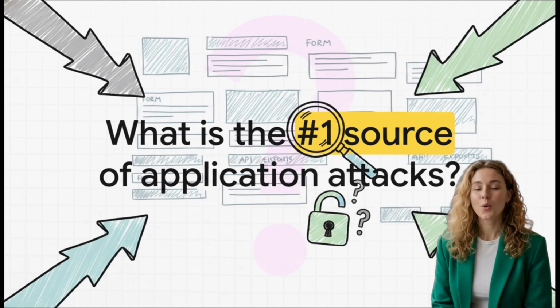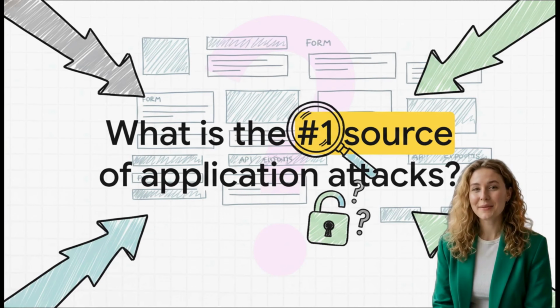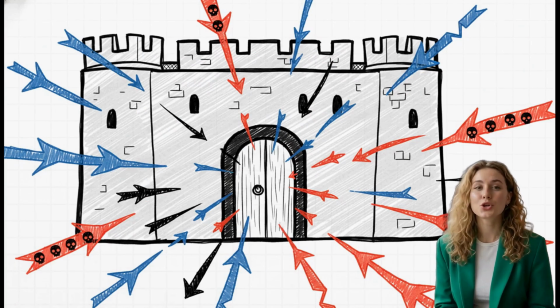All right, let's kick things off with a pop quiz. What do you think is the number one source of attacks on an application? I mean, when things go wrong, where does the trouble almost always start? Think about it. Every single form, every search bar, every little place a user can type something in. What do they all have in common? Yep, it's user input. That's the one. It is literally the front door to your entire system.